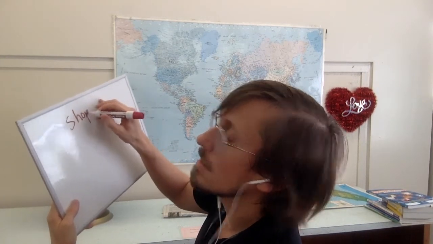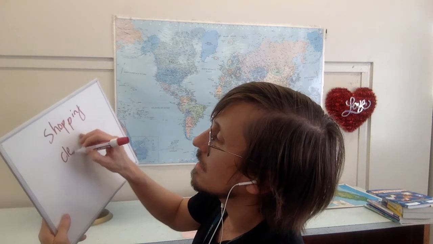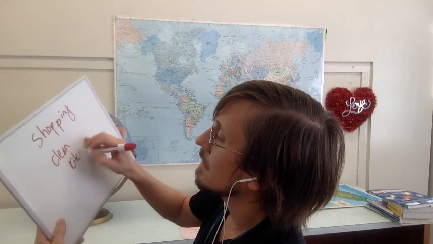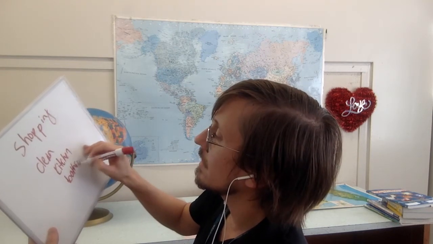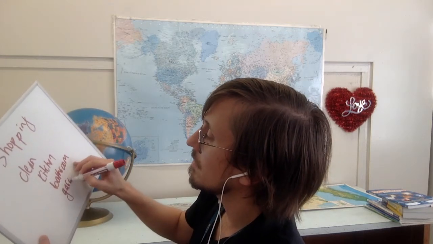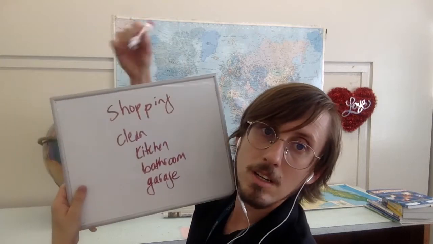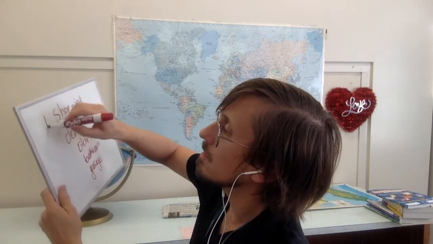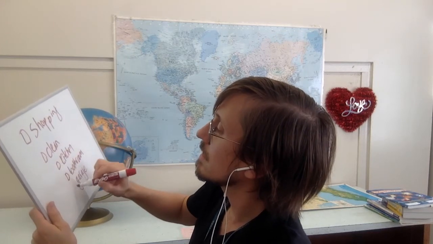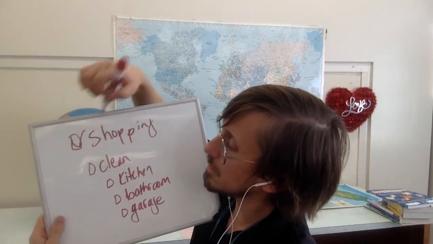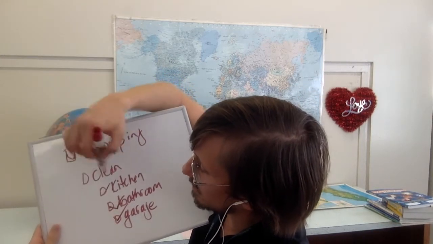Or it could even be a list. Maybe a list of things that you need to do. Go shopping. Clean the kitchen. Clean the bathroom. Clean the garage. Okay? And then you would put here maybe some little boxes and check off. I went shopping, okay, and then I cleaned the kitchen, I cleaned the bathroom, I cleaned the garage. Everything's clean, that's great. Okay, that could also be a chart showing responsibilities or tasks or jobs that you need to do.